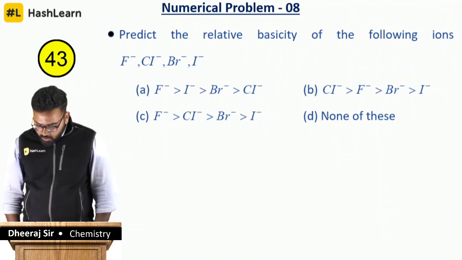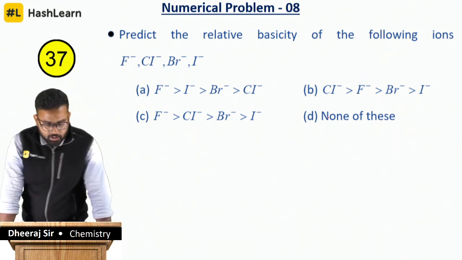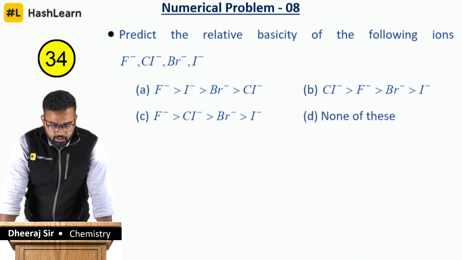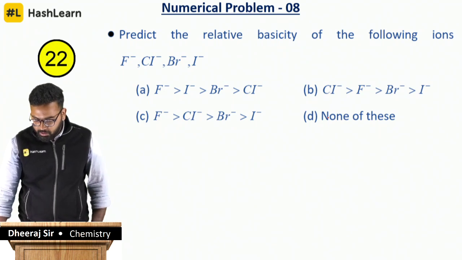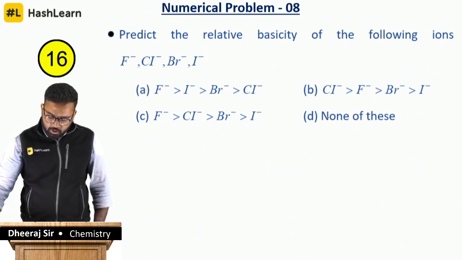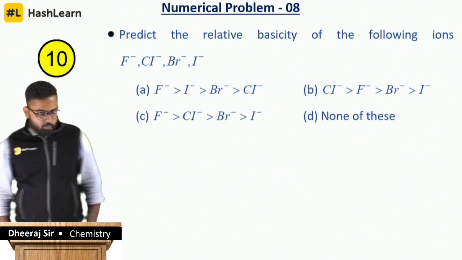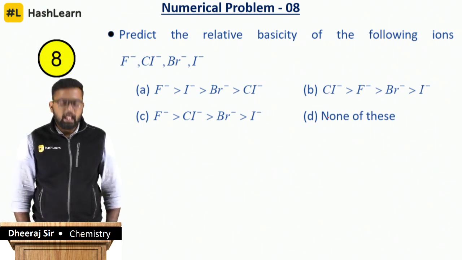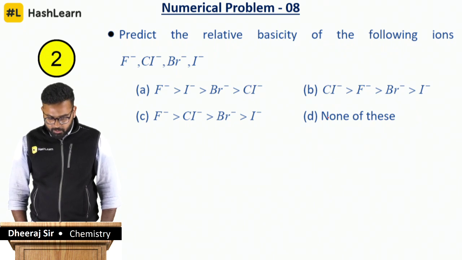Moving ahead to the 8th question. Have a look at the 8th question, guys. We are looking at the basicity. So we have moved to a relatively easier question. Predict the relative basicity of the following ions: F minus, Cl minus, Br minus, and I minus. Which of these is going to be the most basic and which of these is going to be the least basic? If you can give us an answer, I'll be really glad. Go for it guys. Shouldn't take us too much time. Which one is it going to be?